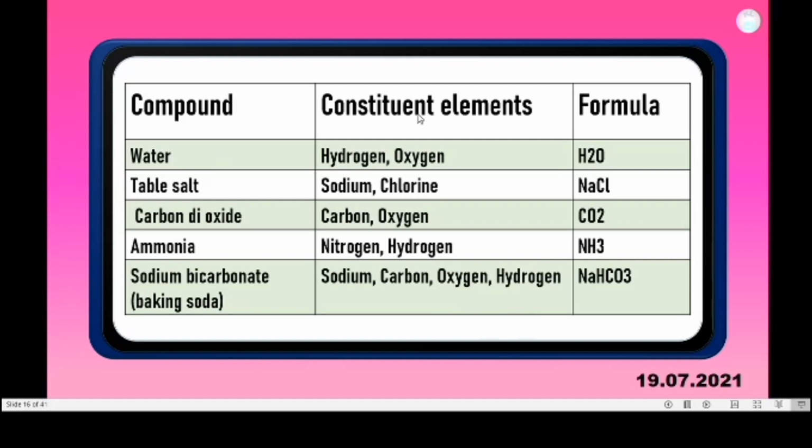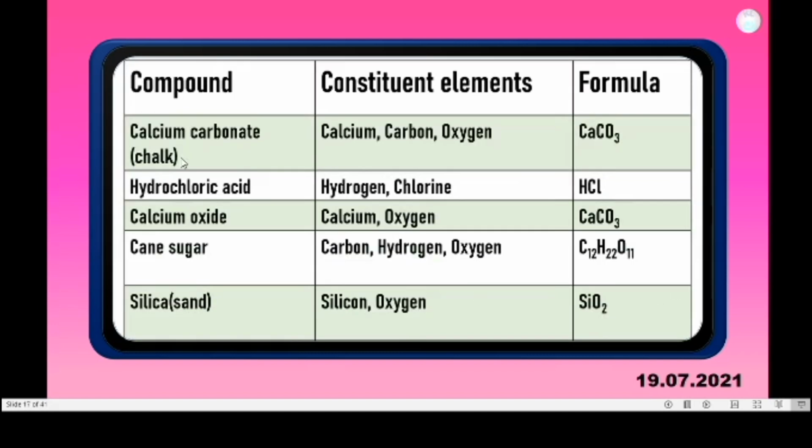Now we are going to discuss what constituent elements are present in some compounds. In water, what are the constituent elements? Hydrogen and oxygen. What is the formula of water? H2O. Here you write the ratio also, 2:1: hydrogen 2 and oxygen 1. Table salt: sodium and chlorine are present in it. The formula of sodium chloride is NaCl, and the ratio is 1:1. Like that, you practice what constituent elements are present in some compounds and what the formulas of those compounds are.